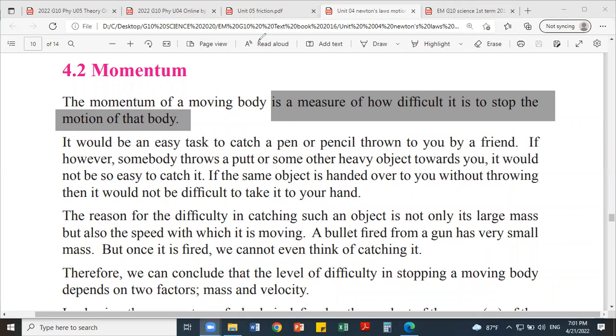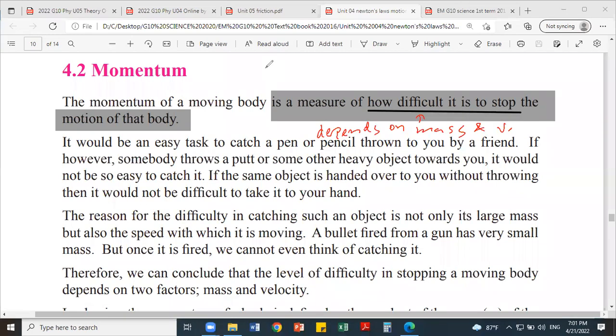So therefore, momentum depends on two factors. So actually, momentum is equal to what? The product of mass and velocity of the object. Momentum is the product of mass and velocity of the object. So therefore, if one of these is zero, then the momentum is zero.